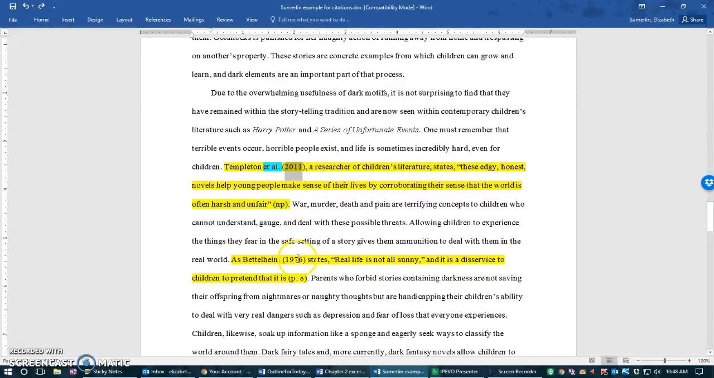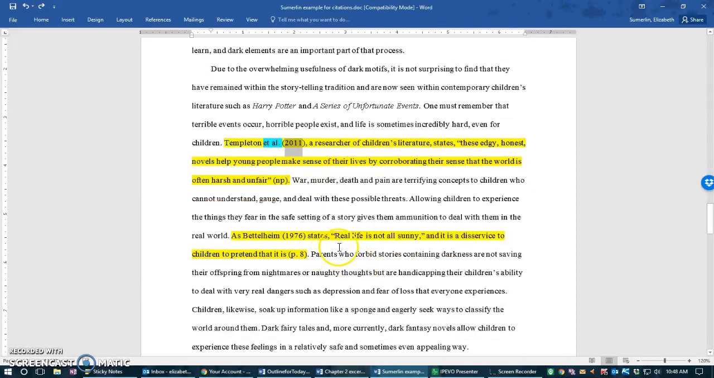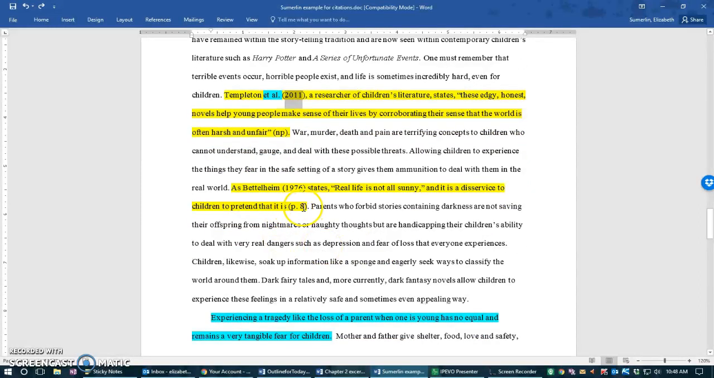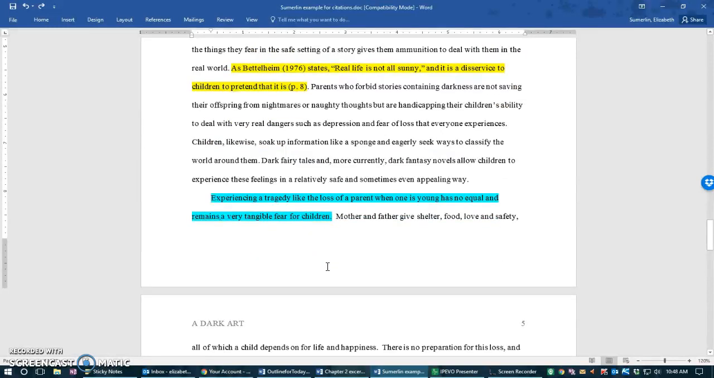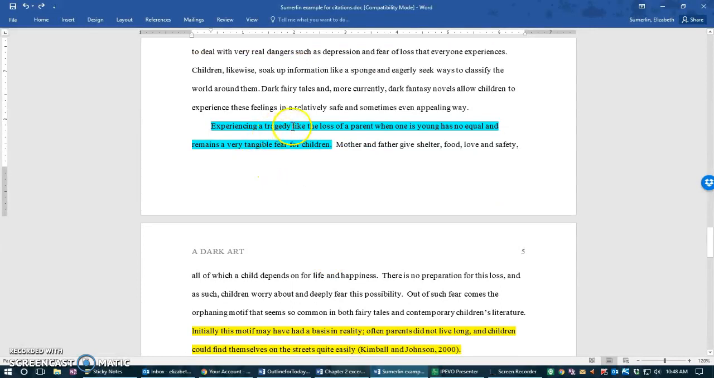We've got another quote from Bethlehem, 1976. We've got page 8. Where's his quote? Right there. Then we've got, "Experiencing a tragedy like the loss of a parent when one is young has no equal and remains a very tangible fear for children." This is something else I'm seeing a lot of.